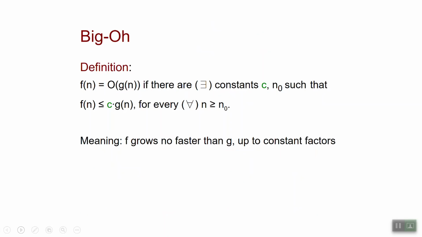Okay, the first definition that we give is that of big O. So here we have two functions, f and g, and we're going to say that f of n is big O of g of n if there are two constants, c and n sub 0, such that f of n is always at most c times g of n whenever n is larger than n0. And the meaning is that f grows no faster than g up to some constant factors.